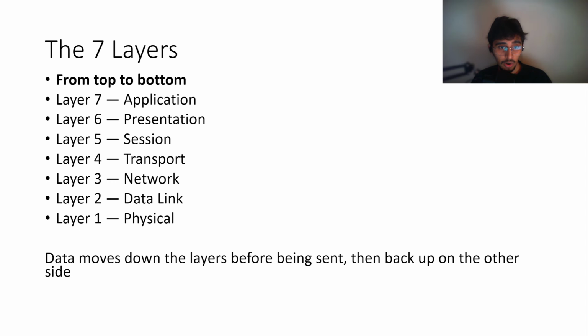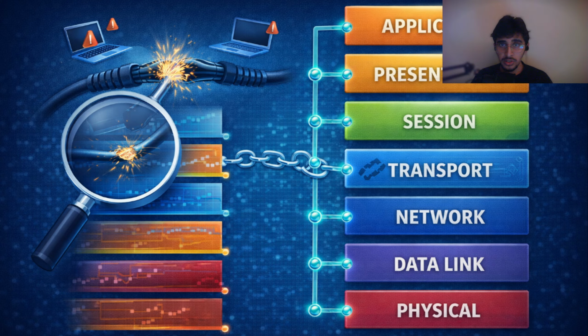So, the 7 layers of the OSI model: the application layer, the presentation layer, the session layer, the transport layer, the network layer, the data link layer, and the physical layer. Now, yes, there are mnemonics for remembering them, and networking students have been using those for ages. But the main idea is simple. When data is sent, it moves down these layers, and when it is received, it moves back up on the other side. So the data basically goes on a layered road trip.